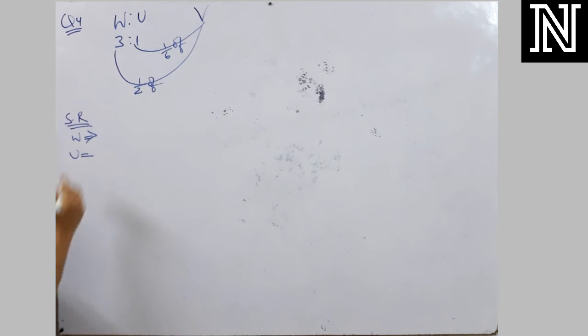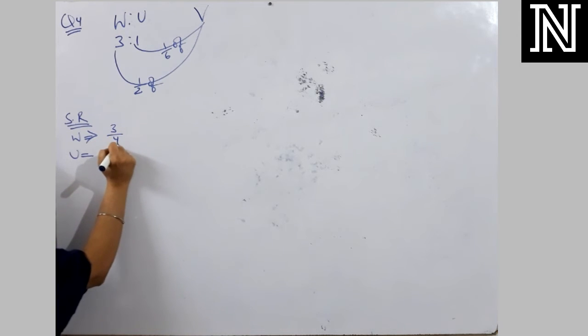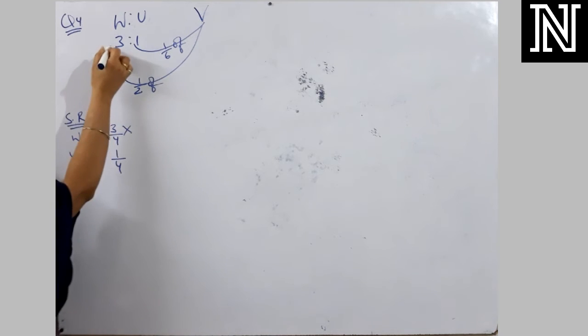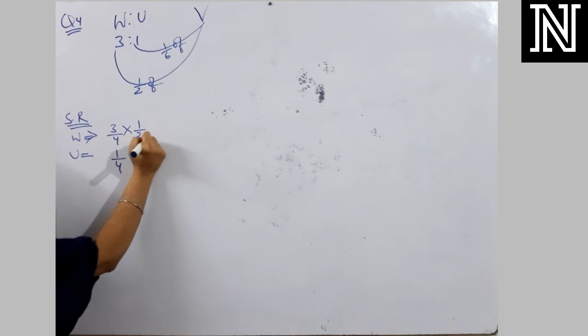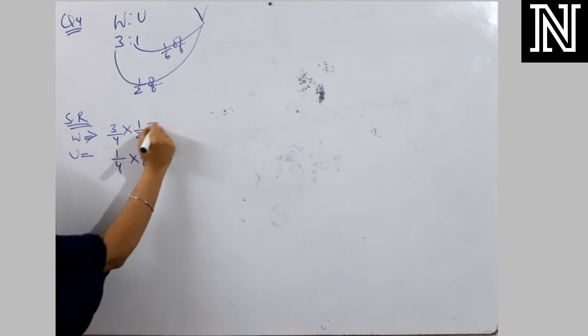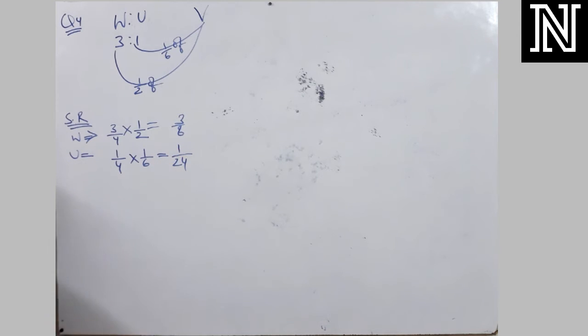Here we have to multiply by the old share, as in the last question she is saying. So we take W's share as 3/4 and U's share as 1/4. W is giving 1/2 of his share and U is giving 1/6 of his share. In this way we will get the sacrificing ratio. So this is clear. In this method we have to use this technique to calculate the sacrificing ratio.